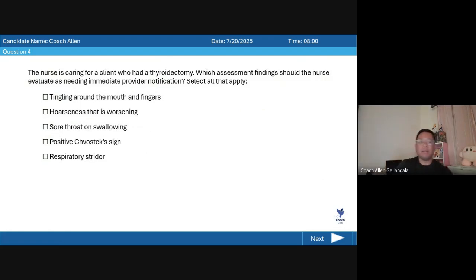You are now a nurse caring for a client who just had thyroidectomy. Which assessment finding should the nurse evaluate as needing an immediate provider notification? Select all that apply. So if it is a provider notification, it only means that the patient will have complications. So what are the things that we needed to watch out for here? Tingling around the mouth and the fingers.